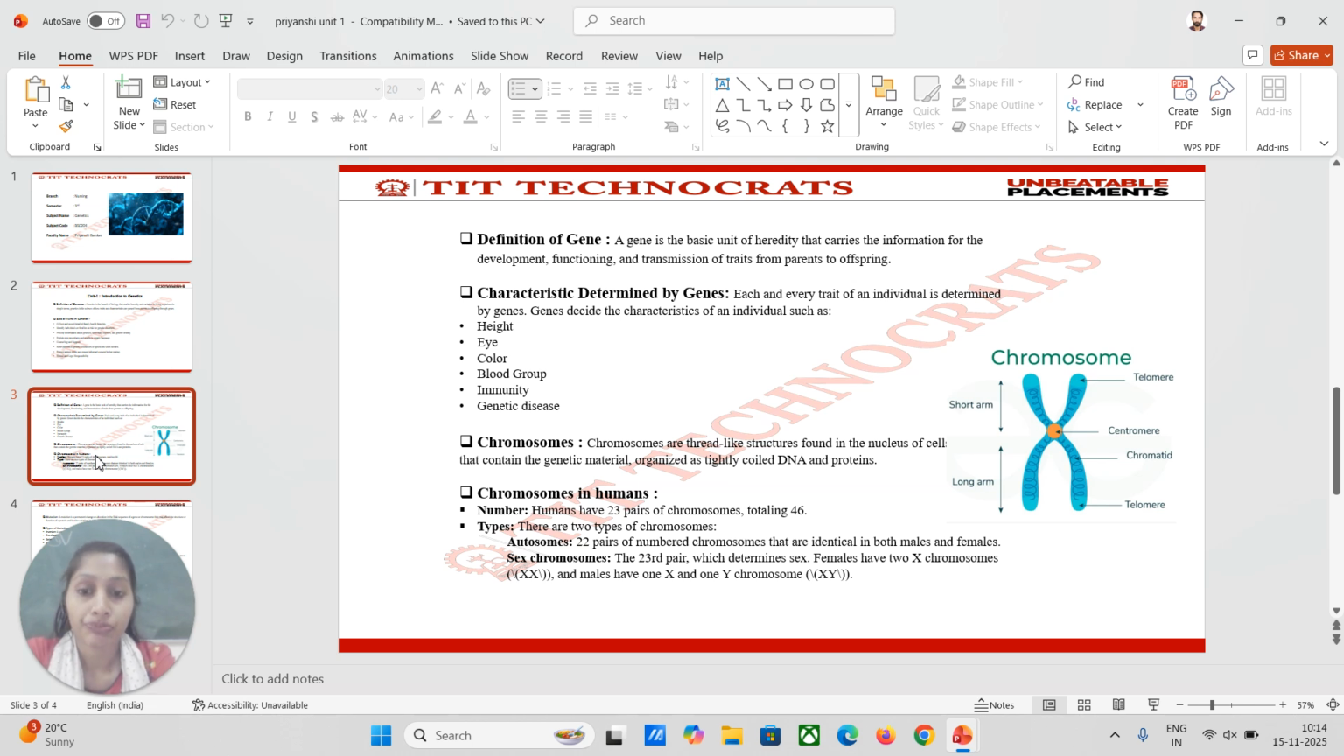Second are sex chromosomes, the 23rd pair, which determine sex. It means 22 pairs of chromosomes are autosomes and the last 23rd pair determines the sex. Females have two X chromosomes and males have one X and one Y chromosome.